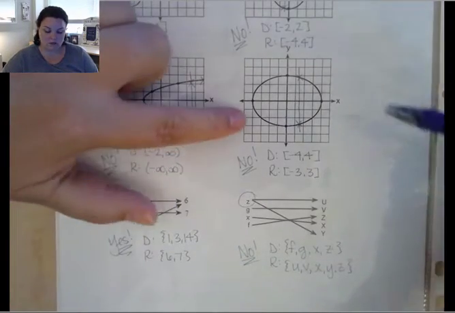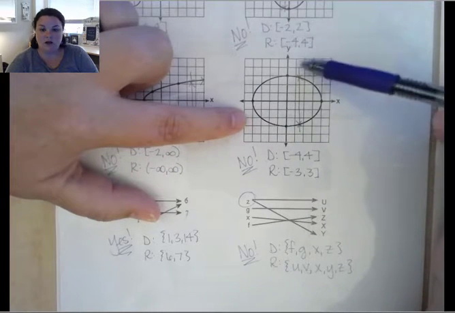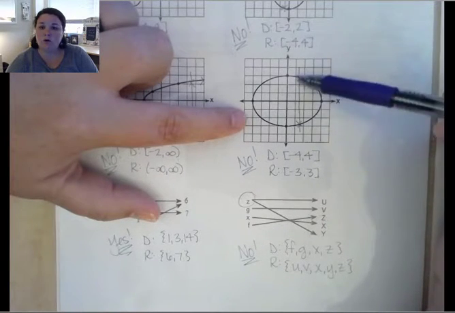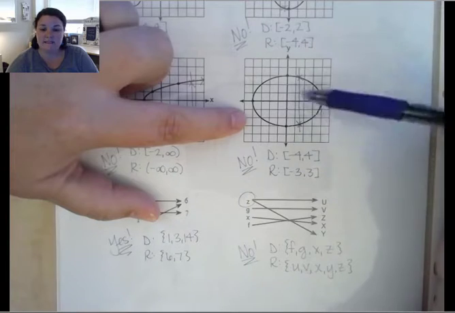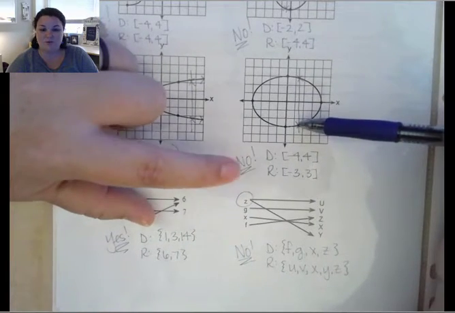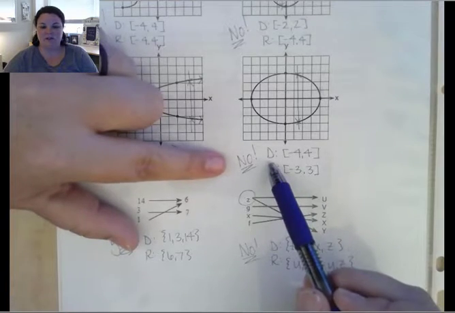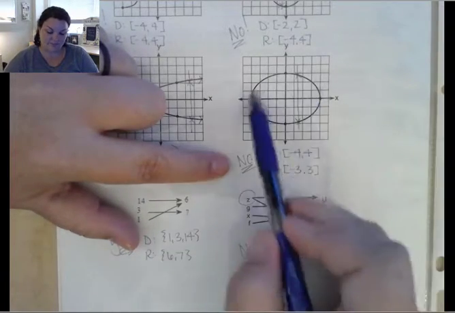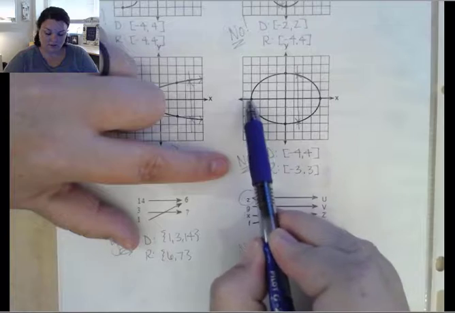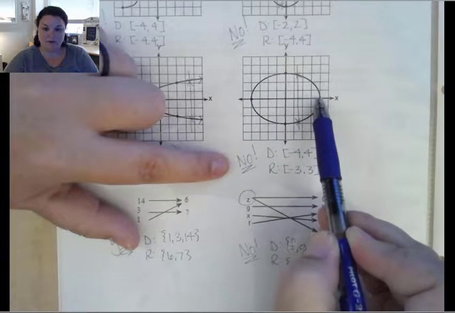Okay. Our circle, when we draw our vertical line test here, it's going to hit twice. So no, it's not a function, but we can still find our domain and range. Our domain, this oval, is going to go from X equals -4 over to +4.